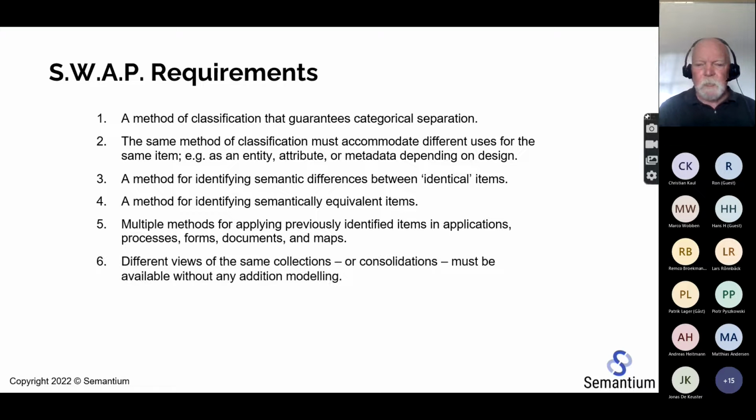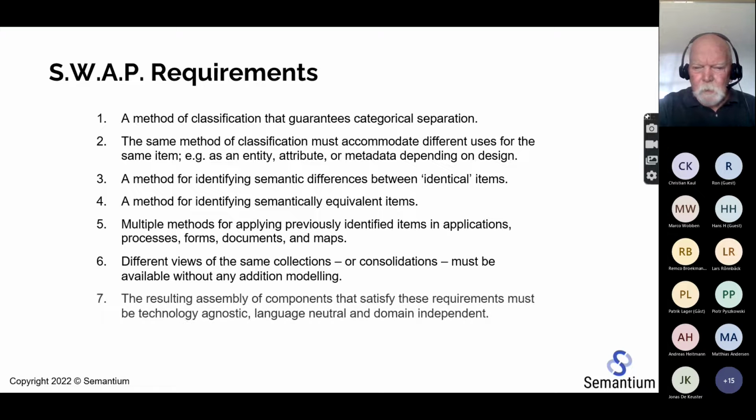Different views of the same collection and consolidations must be available without any additional modeling. What that means is the classifications that we're using upstream to classify business catalogs and data catalogs, etc. Those same dimensions and facets flow all the way down, all the way out to business intelligence.